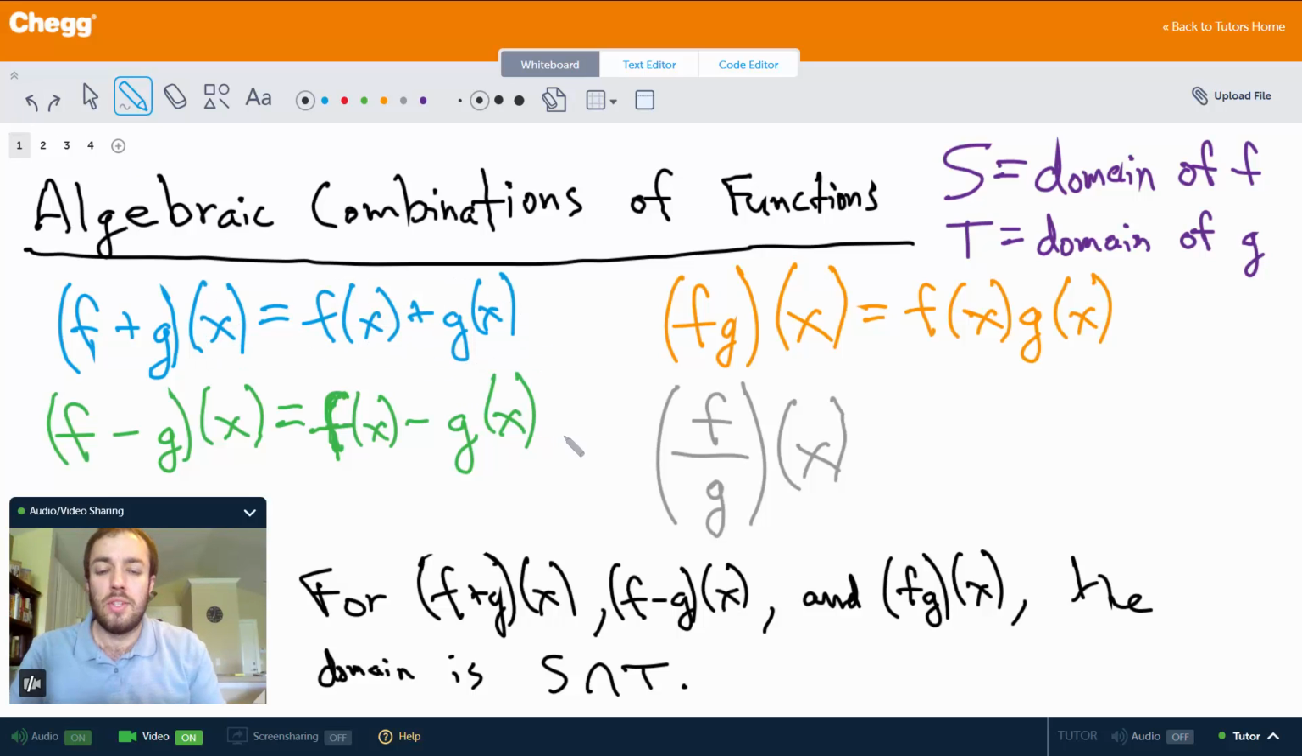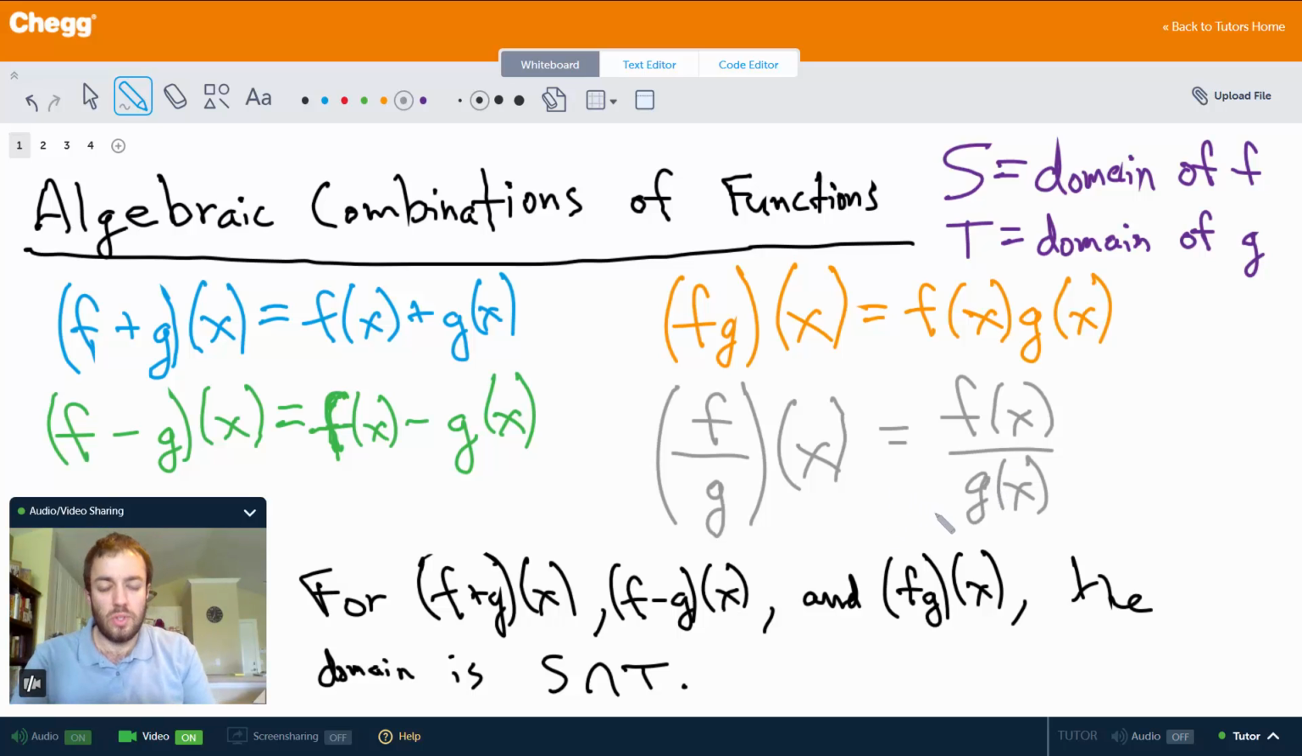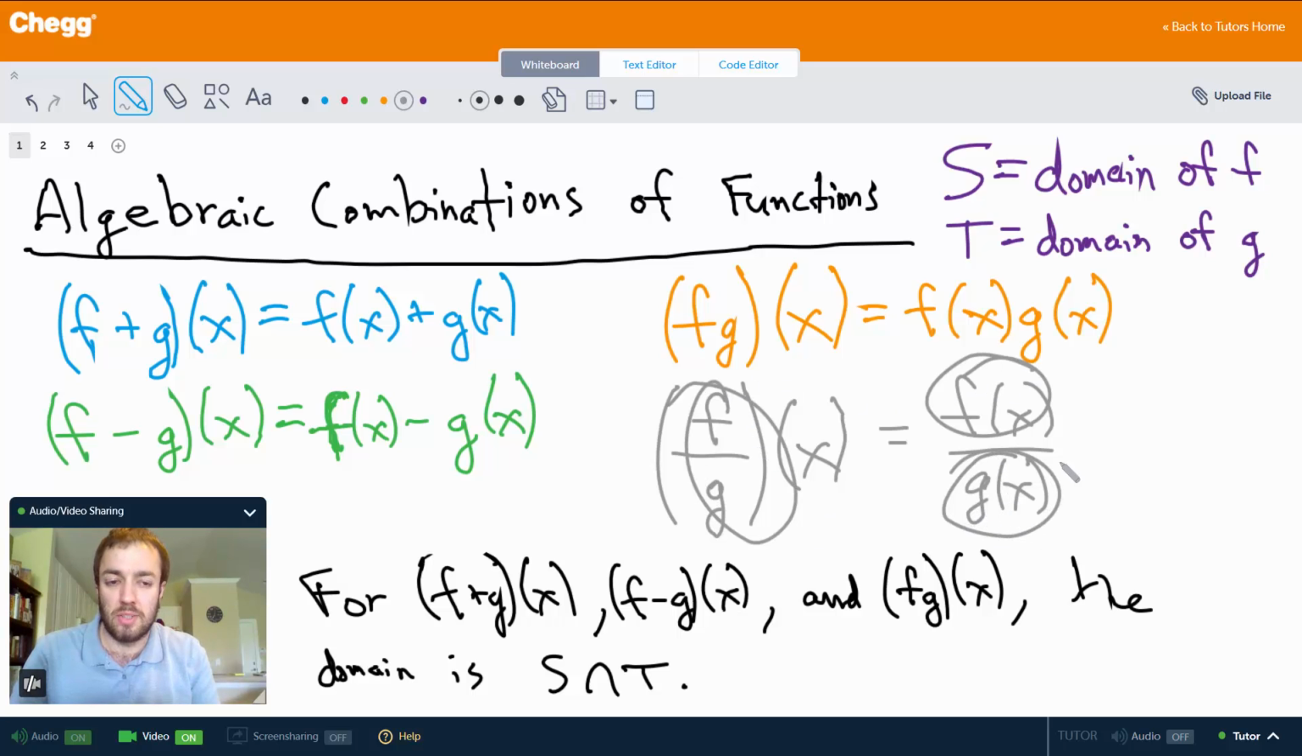So what about f divided by g of x? Let's move on to that one now. Notationally, nothing really weird going on here. We just have f of x divided by g of x. And the same thing is true here: in order for this to even make sense, f of x and g of x both need to be defined.